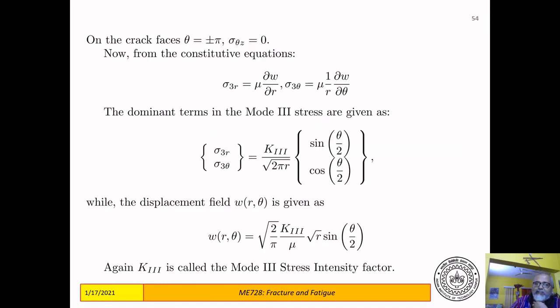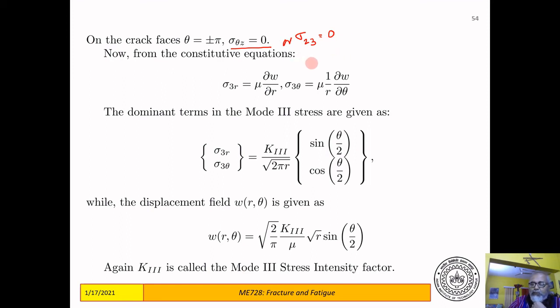On the crack faces, sigma theta z has to be equal to 0. Again, look at the crack face normals. The crack face normals remain the same, 0, 1, 0 and 0, minus 1, 0 on the top and the bottom faces. Reason out from the Cauchy relation why sigma theta z, or sigma 2, 3, has to be 0 on the top and bottom faces.